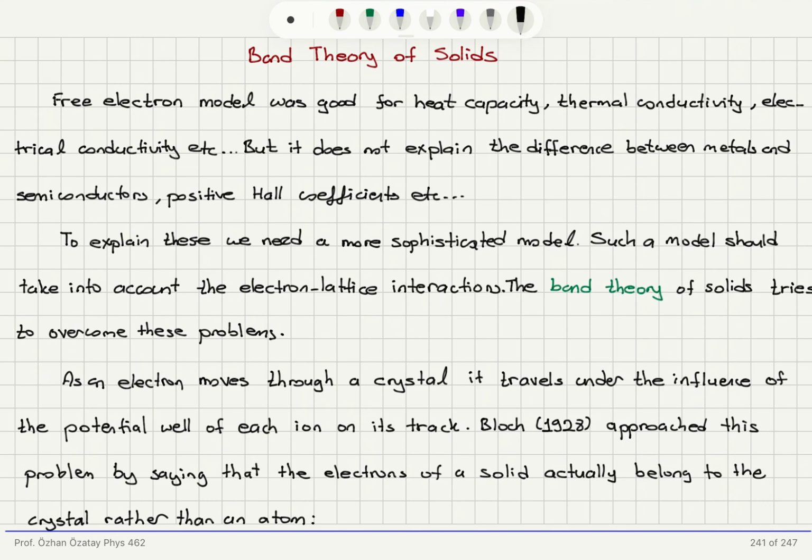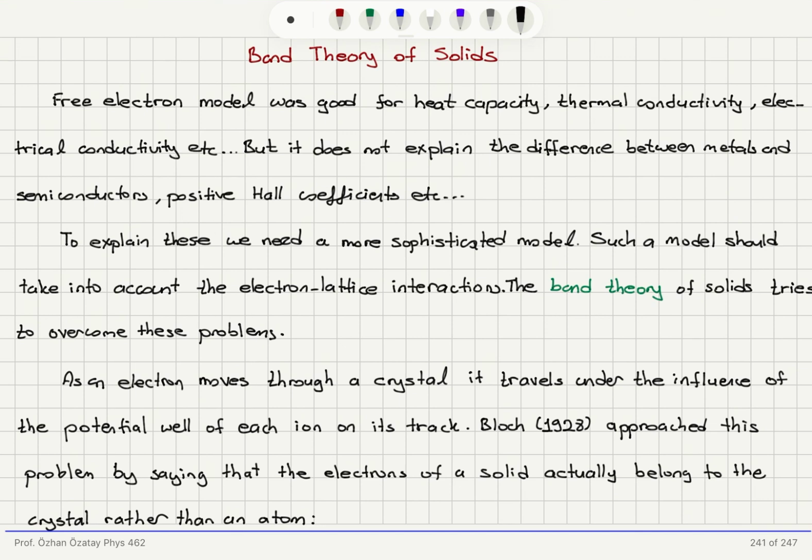And the reason we thought that the free electron theory was good was because the time an electron spends in the vicinity of an ion, of this potential well, is very short because it accelerates as it approaches the ion, and therefore we could treat it as a free electron, and also the electron-electron interactions were unlikely.